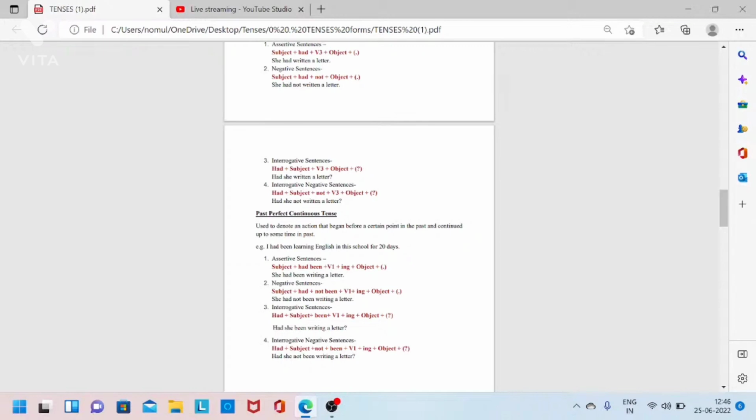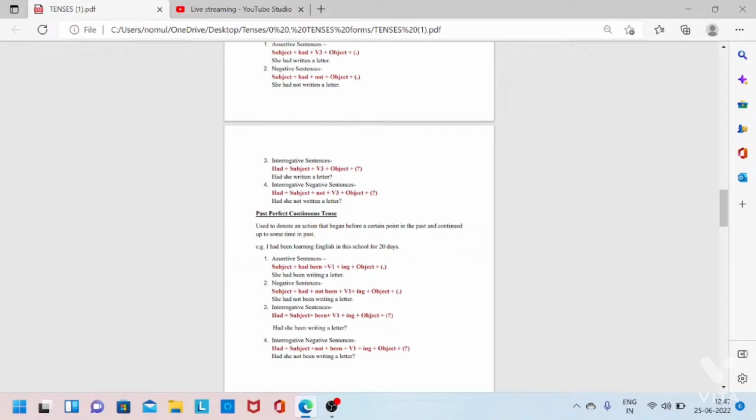What is past perfect continuous tense? It denotes an action that began before a certain point in the past and continued up to some time in the past. Okay, the action happened in the past at a certain time and it continued for a certain time in the past itself. So example, I had been learning English in this school for 20 days. It means at some point he had been learning English for some days. It's mentioned here, right?